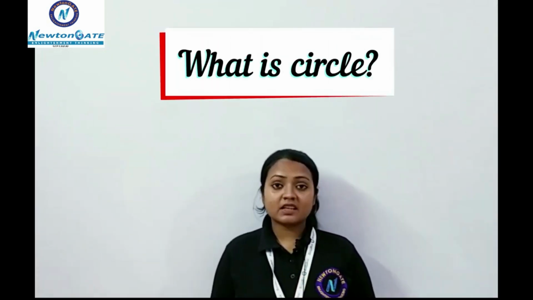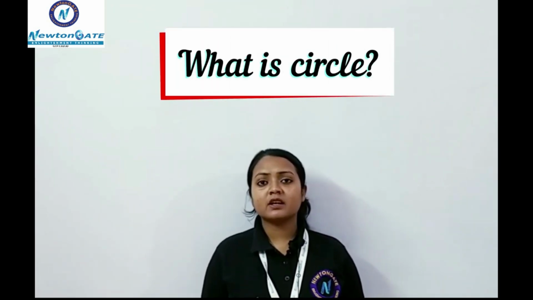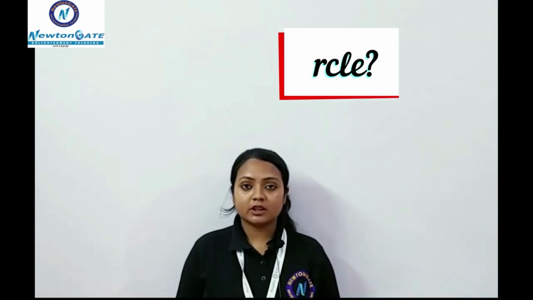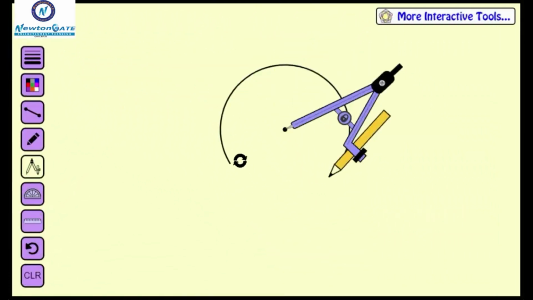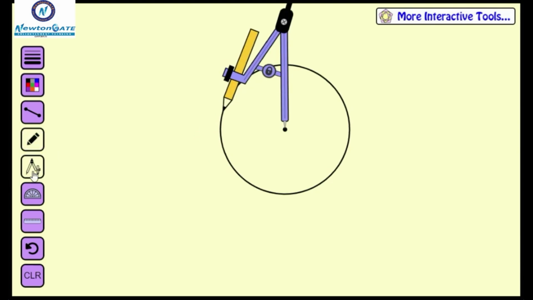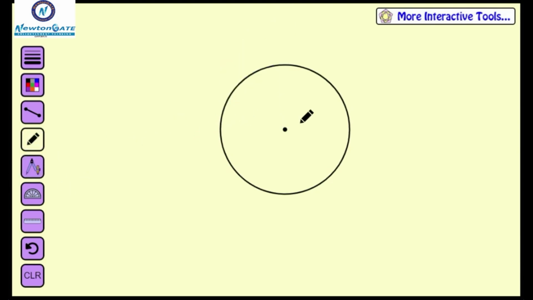Now, what is a circle? A circle is a set of points lying on a plane which are at a constant distance from a fixed point, and this fixed point is known as the center. Let's draw a circle. Here this point is the center, denoted by O, and the distance from the center to any point on the boundary is called the radius.